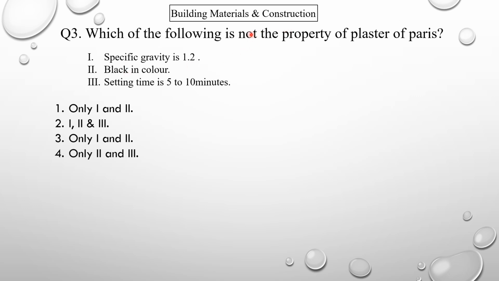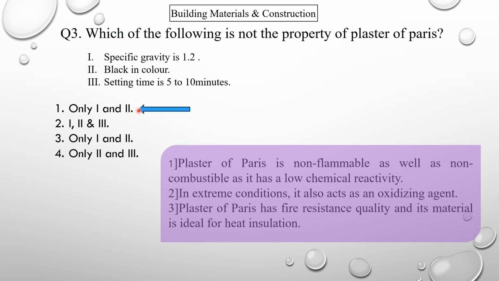From the options, the first and second are wrong. Here they ask for the one that is not the property, so the option is only 1 and 2. These are some extra points related to plaster of Paris properties. Plaster of Paris is non-inflammable, non-combustible. It has a very low chemical reactivity, and in extreme conditions it acts as an oxidizing agent. Plaster of Paris has a high fire resistance, and this material is ideal for heat insulation.